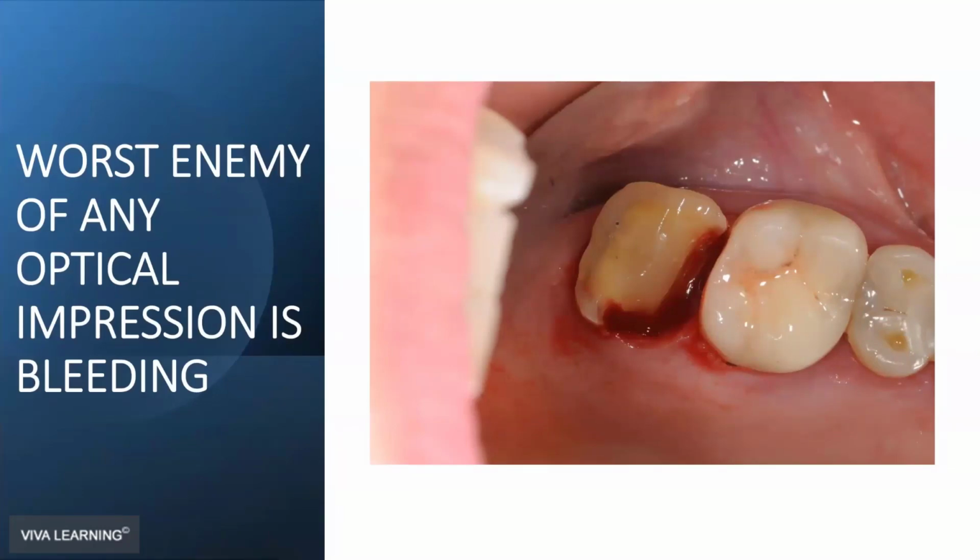For your colleagues that are working already with the intraoral scanner, you know that the bleeding is the worst enemy of any optical impression. Every time when you have even a small bleeding, the intraoral scanner cannot read that. So the first thing that you have to do is to stop any bleeding, to obtain a dry operating field, because even the presence of the cervicular fluid can influence the reflection, can influence the accurate reading for the intraoral scanner. Because with a classical impression, it's easy.